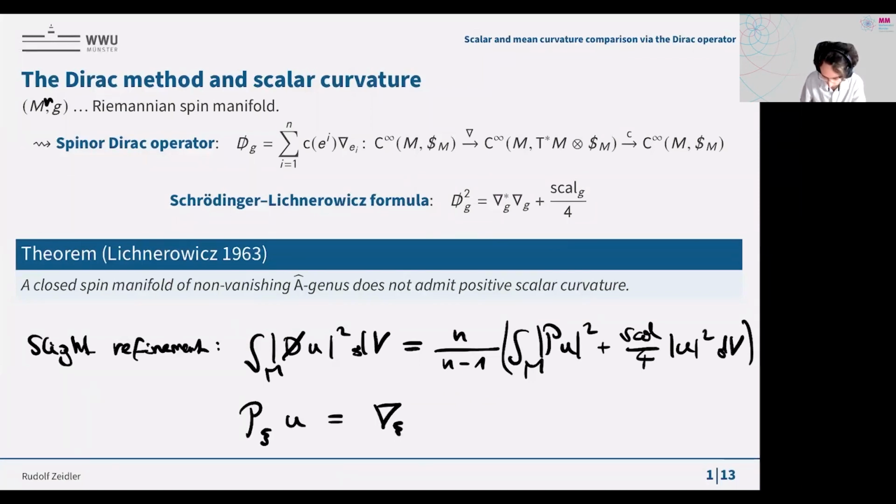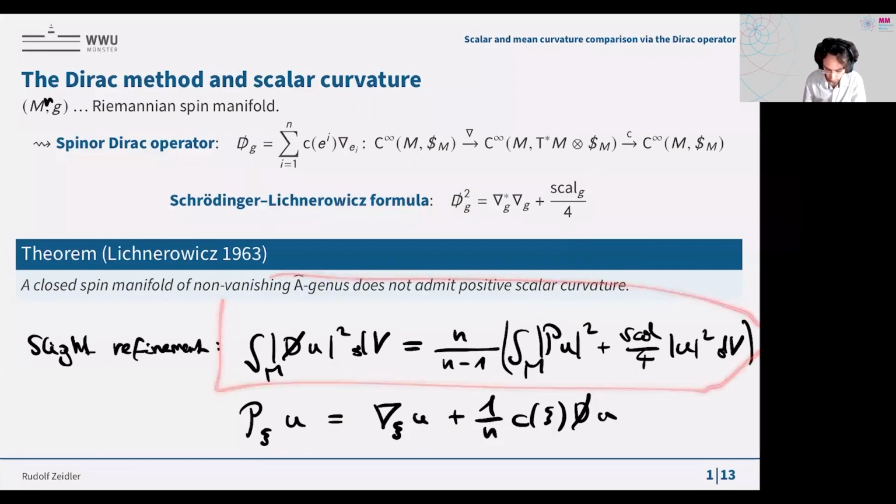So it is the connection plus 1 over n times the Clifford action times the Dirac operator applied to u. And that is sort of for this kind of arguments where you just want to exclude positive scalar curvature, that's not important. But it kind of slightly refines the sort of spectral estimates that you get out of scalar curvature. If you assume an explicit positive lower bound, you get some consequence on the spectrum of the Dirac operator, and that refines this bound by this factor.